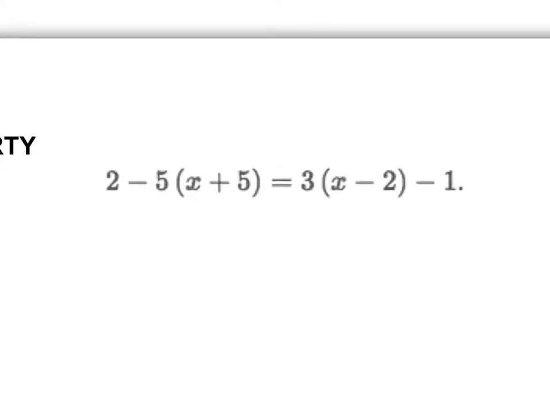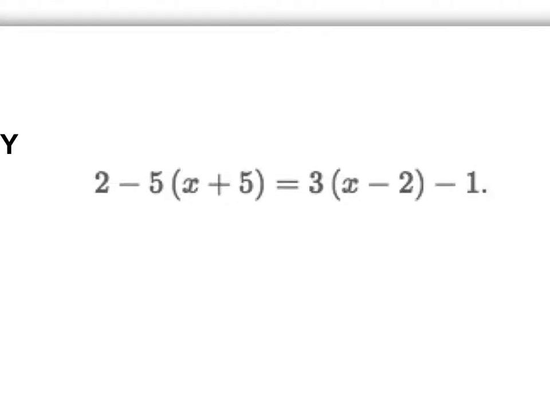Now this one is going to involve a few more of these because I notice I have 2 of them. So I have 2 minus 5 times the quantity x plus 5, and that's equal to 3 times the quantity x minus 2, and then minus 1. So I want to distribute this negative 5, and I'm going to distribute the negative as well. My first step is going to look like this: 2 minus 5 times x, minus 5 times 5. I could put a plus negative in here to get the signs right.